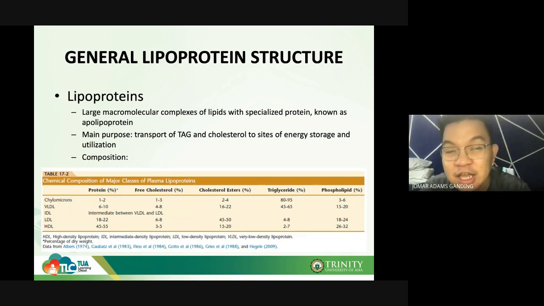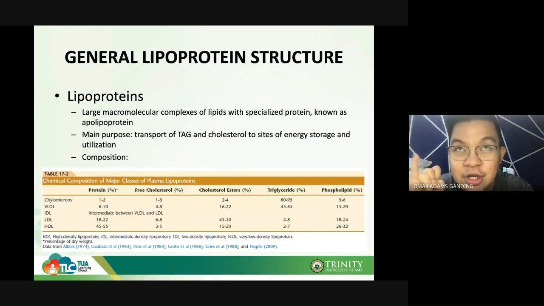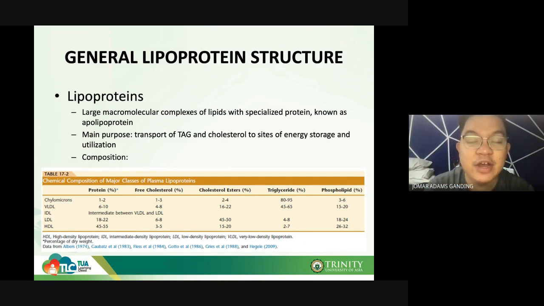Some of the hydrophobic lipids that need your lipoprotein are, number one, your triglyceride. Even though it's a neutral fat, it is very hydrophobic. And aside from that, your cholesterol, more specifically, your free cholesterol. When we say free cholesterol, they are not bound to anything. So these are very hydrophobic. And ironically, these lipids are very important in the development and the metabolism of humans. That's why they need a carrier protein for them to be delivered all throughout your body.